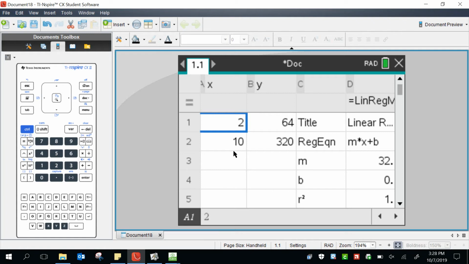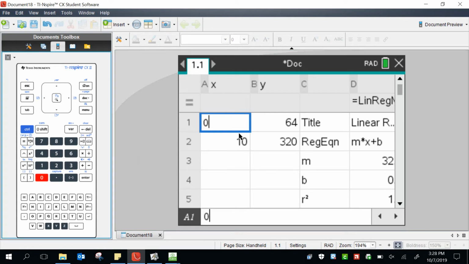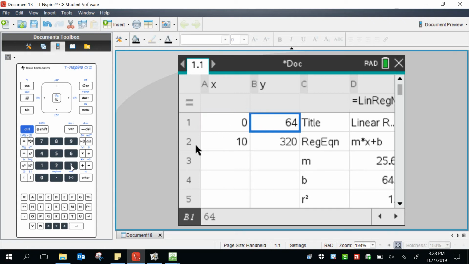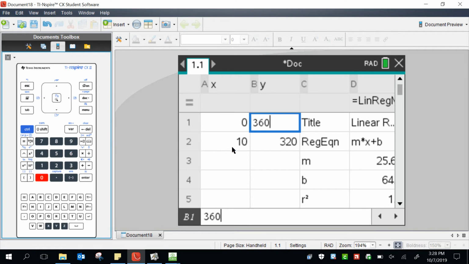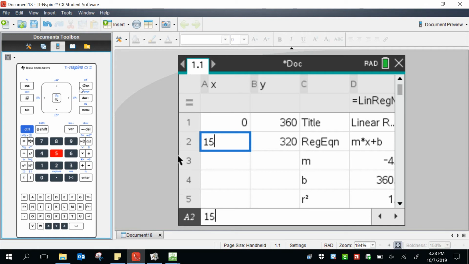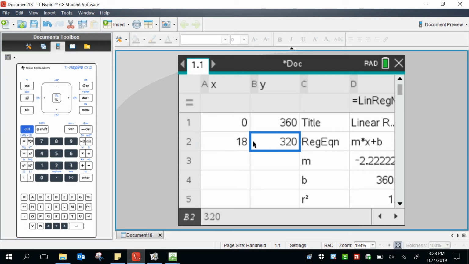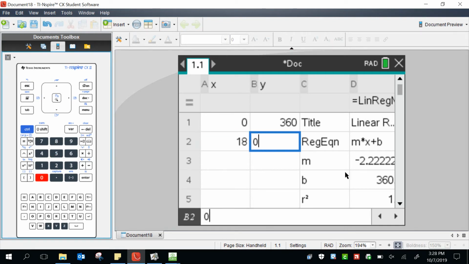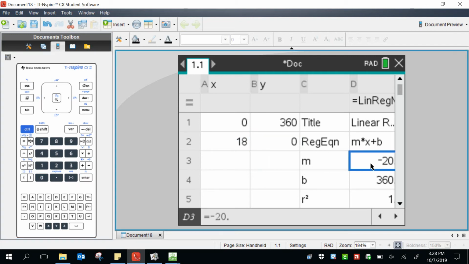Apparently they need Clarissa. Okay, 0 and 360. And then 18. Whoops, not 15. 18, 0. What I love about these calculators is it just changes it right there then. So negative 20.